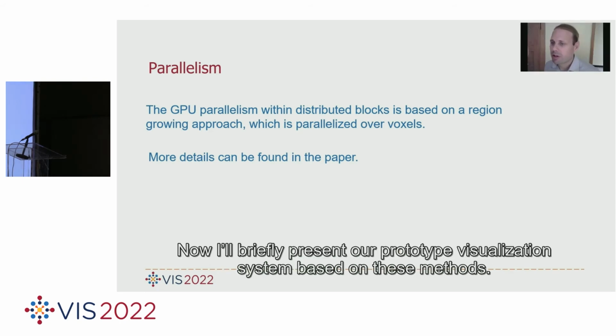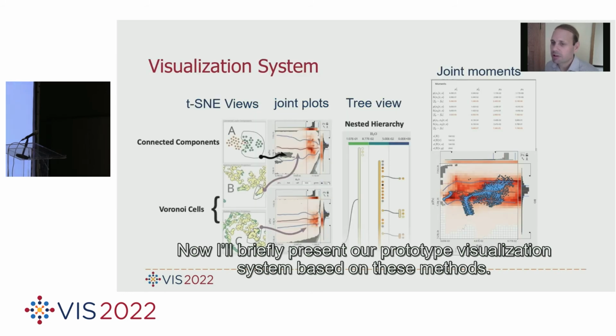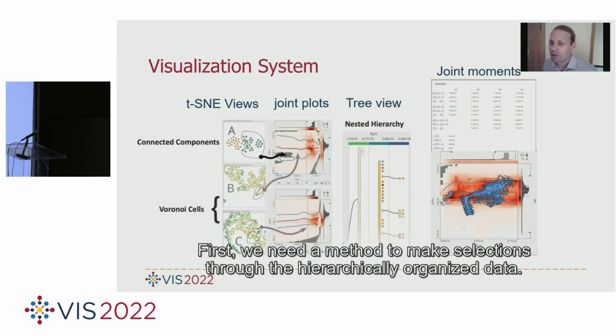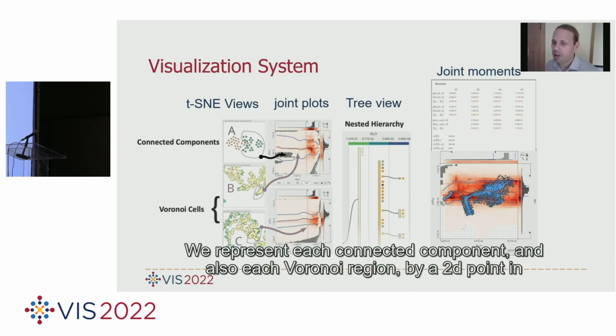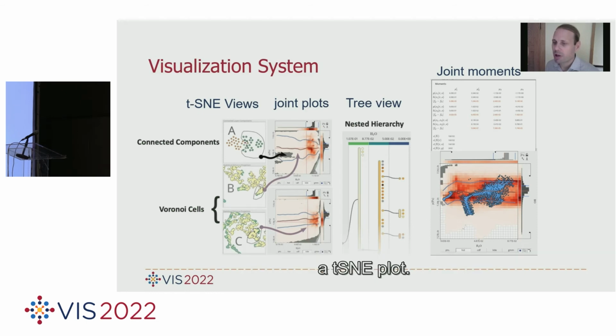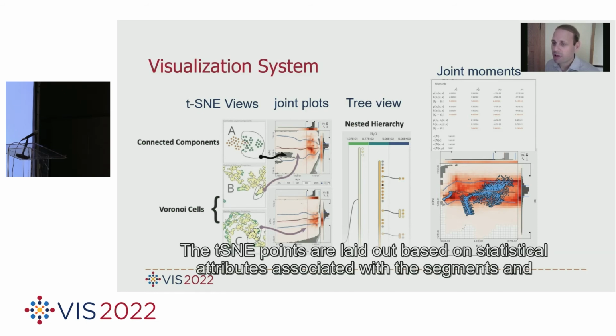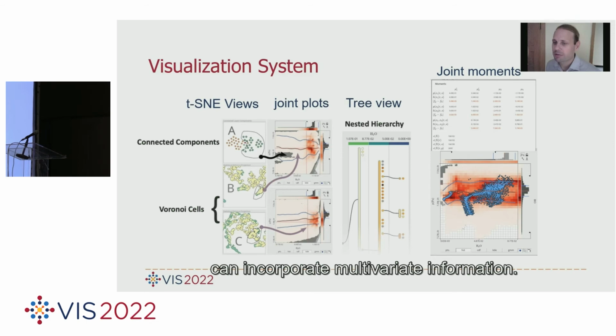Next, I'll briefly present our prototype visualization system based on these methods. First, we need a method to make selections through the hierarchically organized data. We represent each connected component and also each Voronoi region by a 2D point in a TSNE plot. The TSNE points are laid out based on statistical attributes associated with the segments and can incorporate multivariate information.